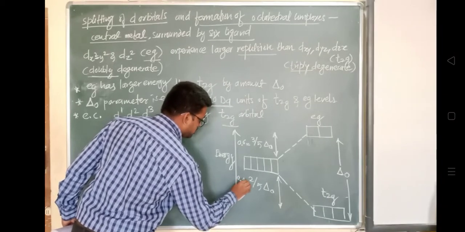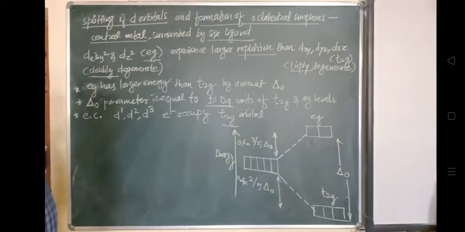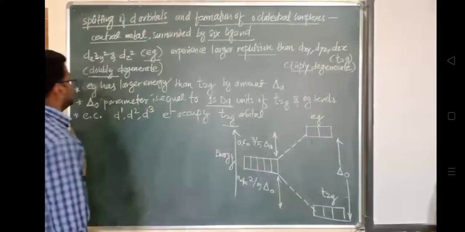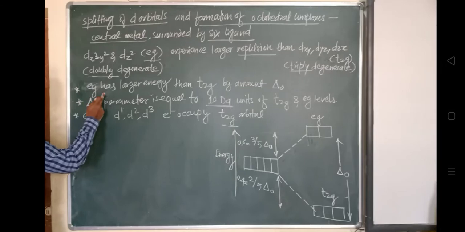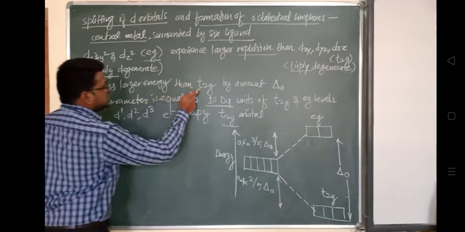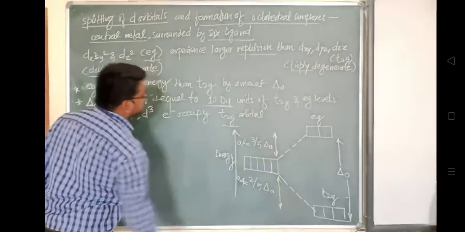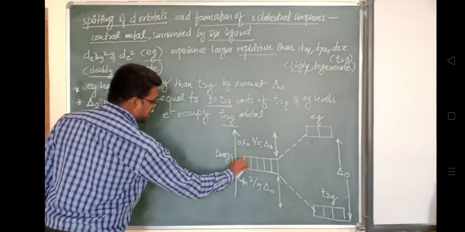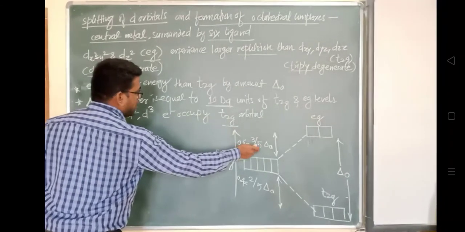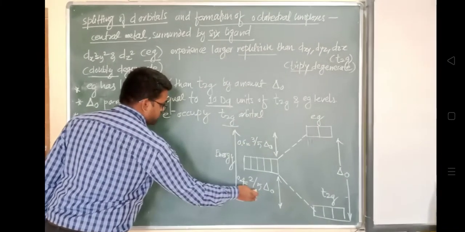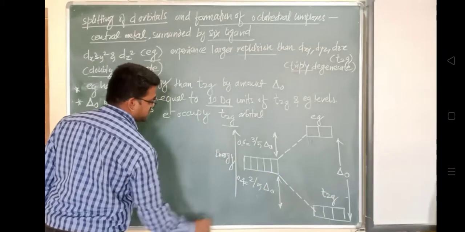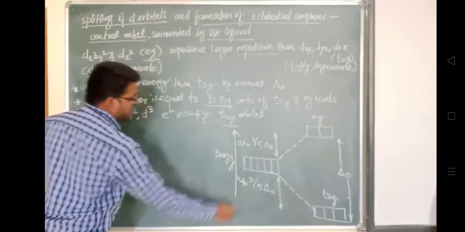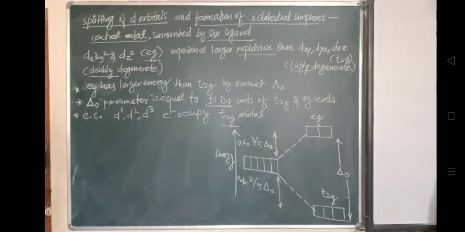So in this way, if you see the energy difference, you can see that eg has a larger energy than t2g by the amount delta naught. So this is the difference in energy between the two. And if we look from the original orbital, eg is higher by 3/5 of delta naught, and this t2g and the original orbital have a difference of 2/5 delta naught. So the delta naught parameter is equal to what we have already written.